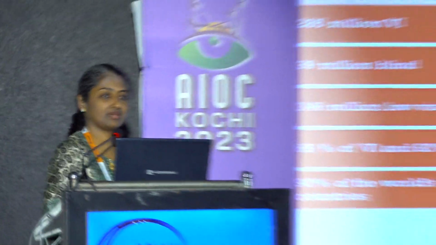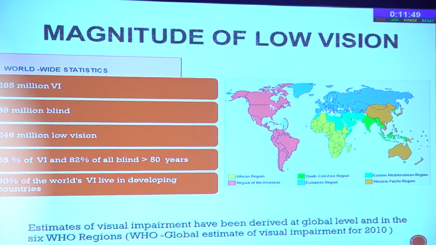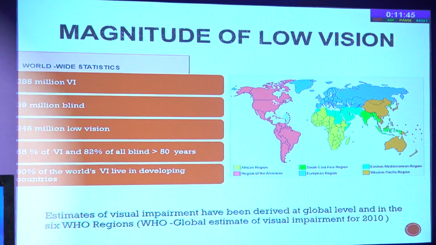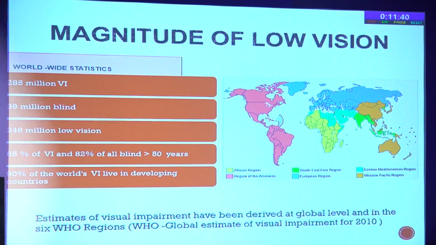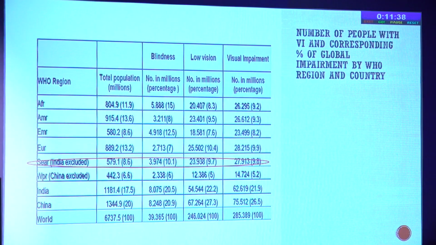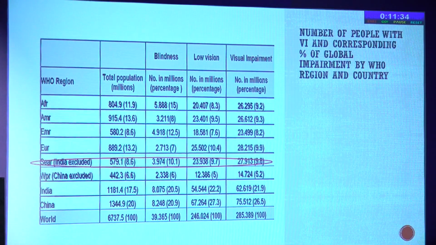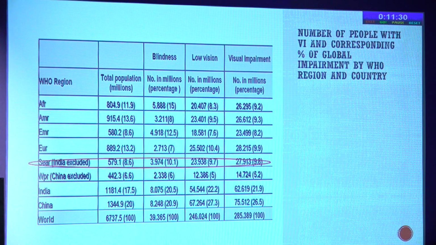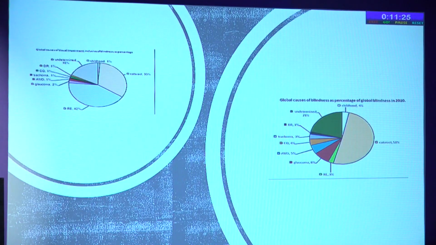Yeah. So, talking about the magnitude of low vision, the magnitude is quite big, with around 285 million vision impaired and 39 million blind people, and most of these blind and visually impaired live in the developing countries. As we can see from this graph, most of the developing countries, including India and China, have the maximum number of people with vision impairment, and this statistic is from the global impairment data by WHO.